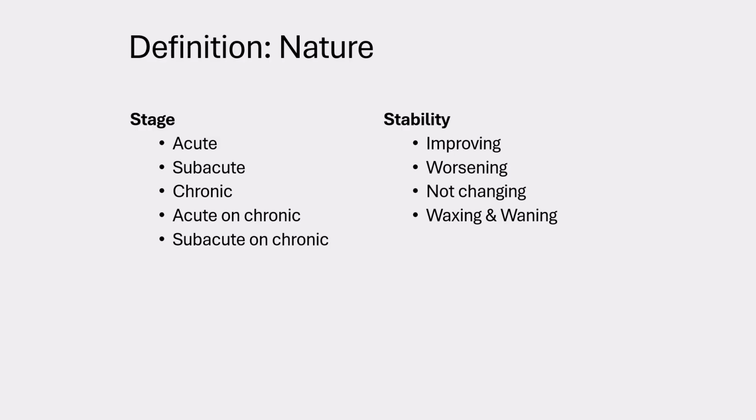For stability, what we're thinking about is the progression of the patient's symptoms over time. There are a few scenarios which may contribute to our understanding and preliminary diagnosis of the patient's condition. These are: the patient's condition is improving, the patient's condition is worsening, the patient's condition is not changing, and the patient's condition is waxing and waning. That is, the patient's condition is fluctuating between better and worse.